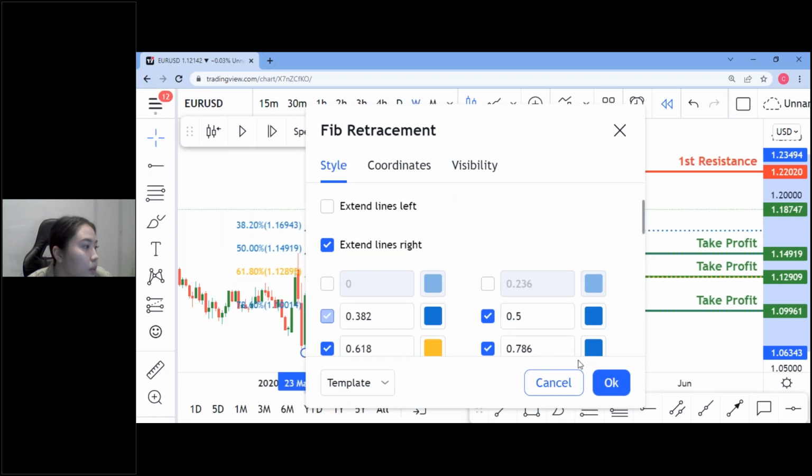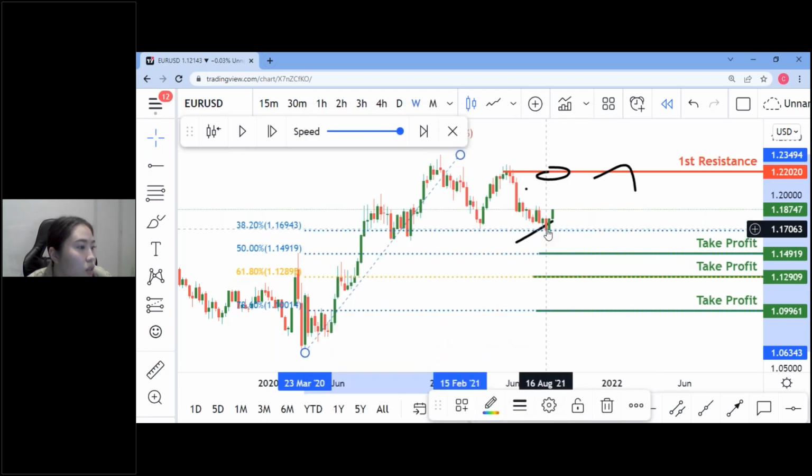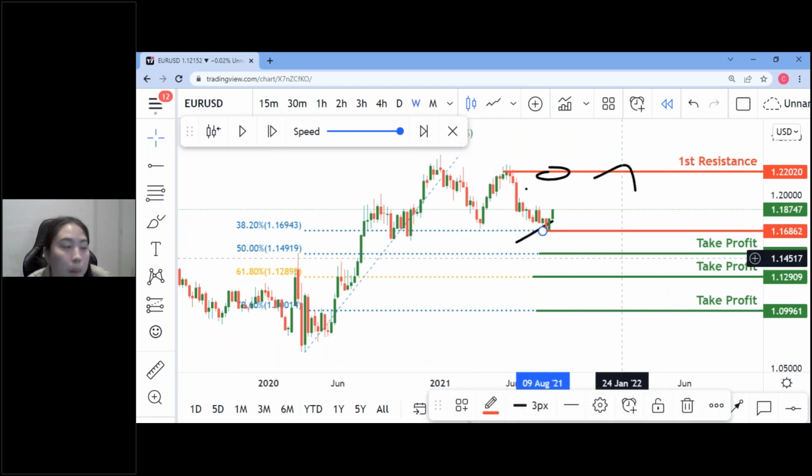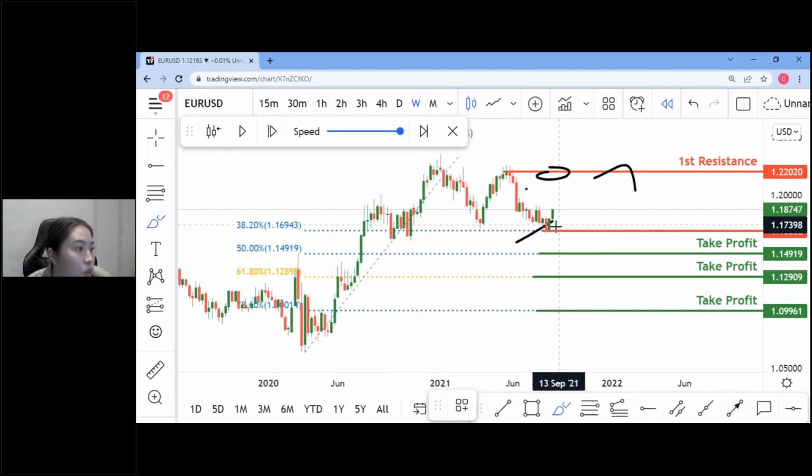Let's just put back the 38.2. It did bounce off the 38.2. It bounced off exactly on the 38.2 actually. So for scalpers, for people who scalp, they would have been able to enter here for a buy and then play this little short move.